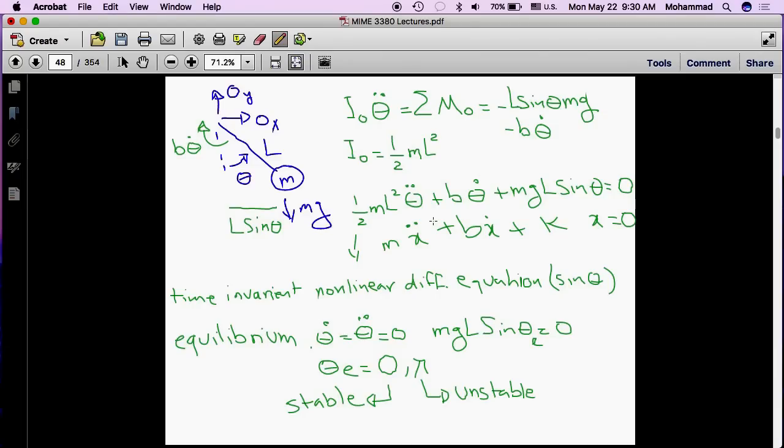Therefore, there are two equilibrium positions. One is stable based on the experience we have with the system, and the other one is unstable. Then the question became, can we linearize this and make our lives simpler? And the answer was yes.